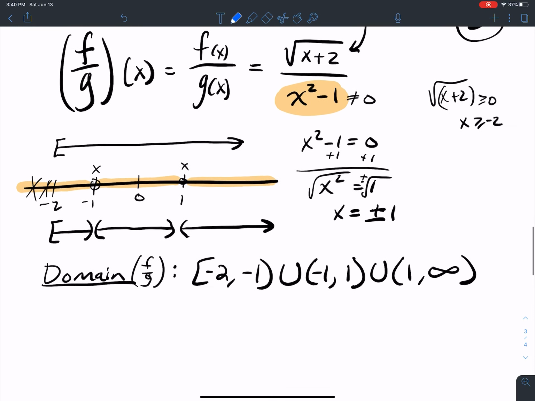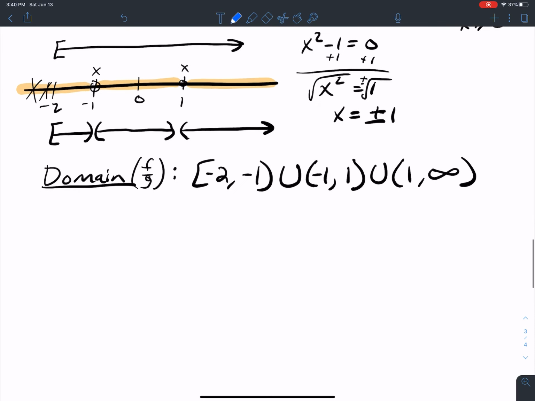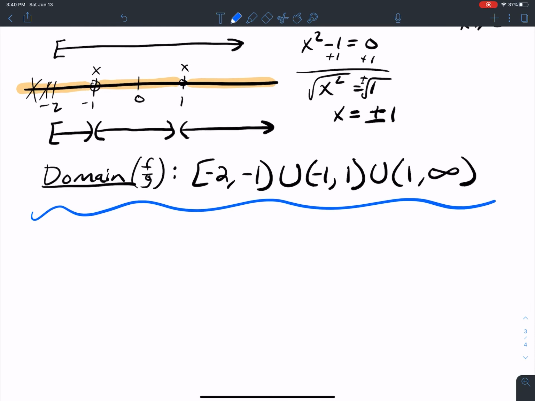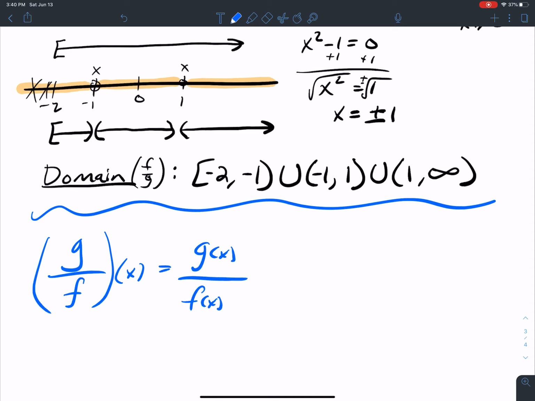Let's try one more. And if you can do this one, you've got it all down. Okay, so g divided by f. G divided by f. Whoo! All right, so that's g of x divided by f of x. Now, getting the function is not too bad. All right, g of x is just x squared minus 1. F of x is just the square root of x plus 2.